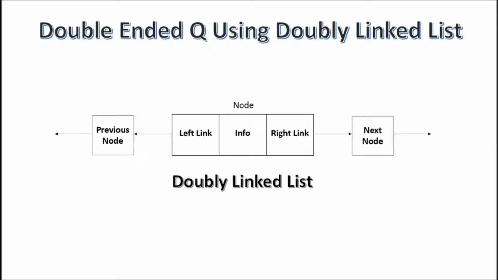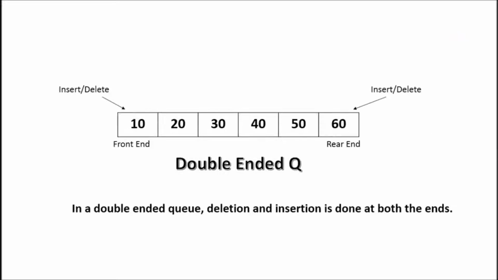Alright guys, welcome to the next video in the data structures lab programs list, and this is program 8. It's about implementing a double-ended queue using a doubly linked list. So first things first, let me tell you what a double-ended queue is. A double-ended queue is a queue in which the operations deletion and insertion are done at both the ends.